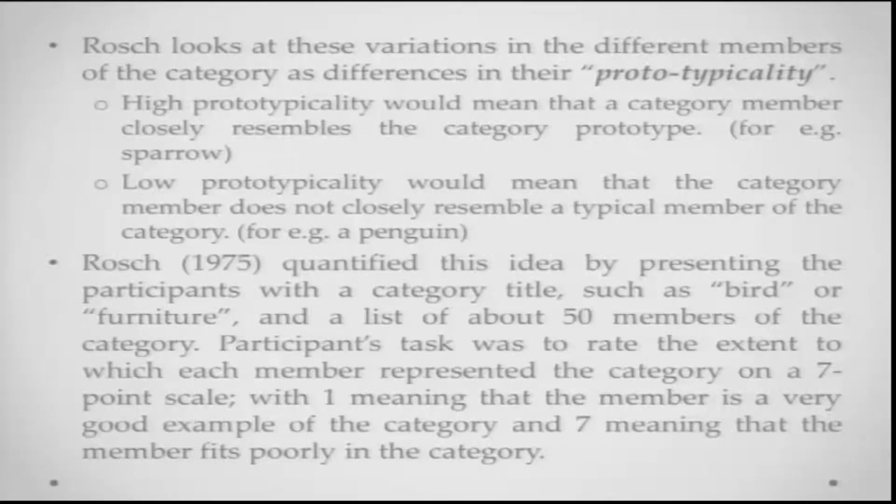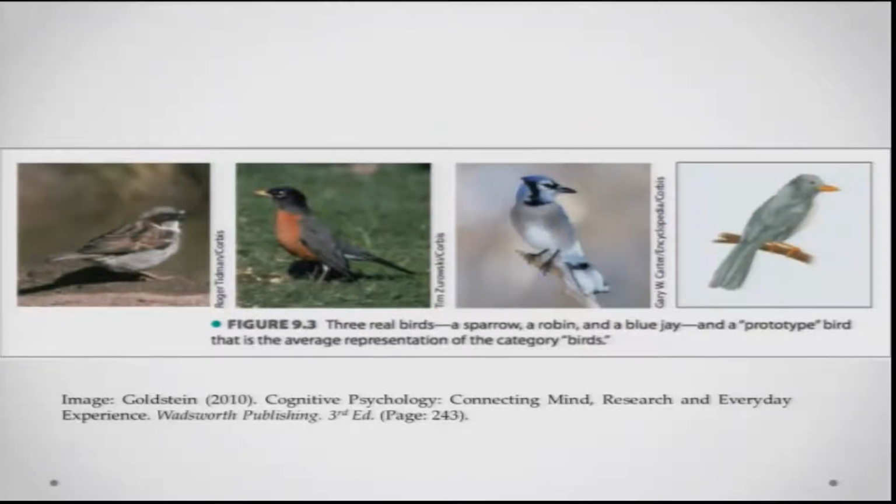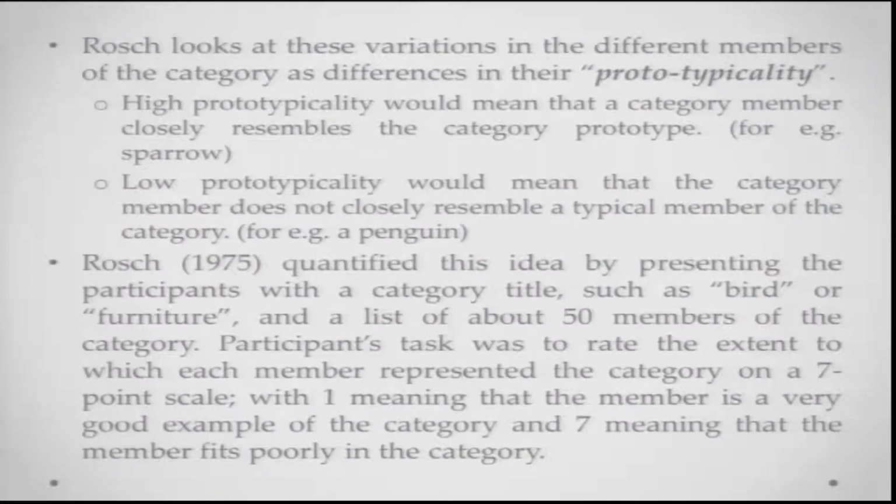So, what is high prototypicality? High prototypicality would mean that a category member closely resembles the category prototype. Say for example, a sparrow very well resembles the prototype member that we saw right away. However, low prototypicality means that the category member does not closely resemble the category prototype. If I talk about a penguin, now a penguin does not look anything like the prototype shown here. So, even though we know that a penguin is also a bird, it is not the prototypical bird.